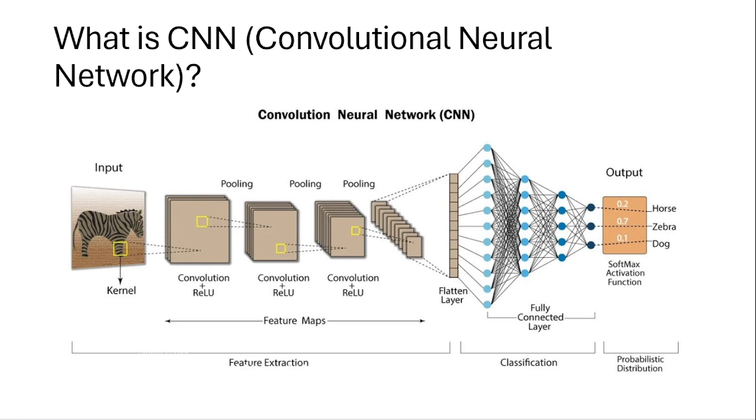Then it goes through a ReLU, which means just changing the shape, and then it goes through pooling, which is making the image smaller. This is done in several layers of convolution. Finally, we reach the flattened layer, and from there we have regular classification, which is regular neural networks. And at the end, we output what percentage we think the image is.